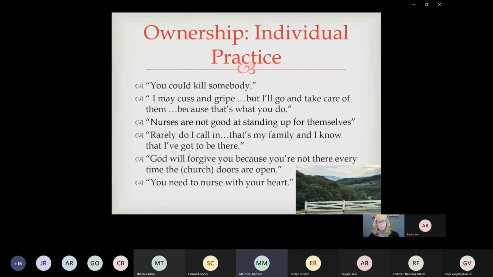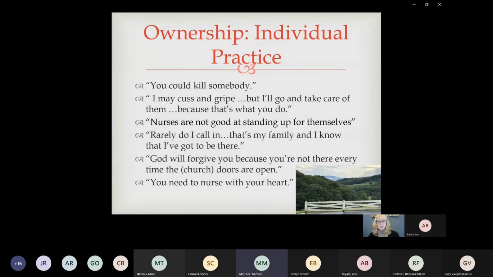Ownership of their individual practice. They knew the potential for harm in what they do. "You could kill somebody." They found the need for equity regardless of how they felt or the context of care. "I may cuss and gripe, but I'll go and take care of them because that's what you do." There was a lack of self-advocacy for the nurses themselves. "Nurses are not good at standing up for themselves. We're very good at standing up for our patients, but not for ourselves."